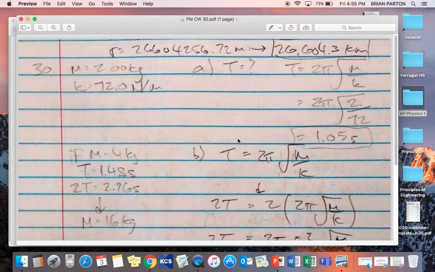Okay, so to start with, we just want to list our variables here. We have a mass of 2 kilograms. We have a spring constant of 72 newtons per meter. Well, we could just plug that right into the formula here to get the period. Just 2 pi times the square root of m over k. M is 2, k is 72, and that gives us a period of 1.05 seconds.